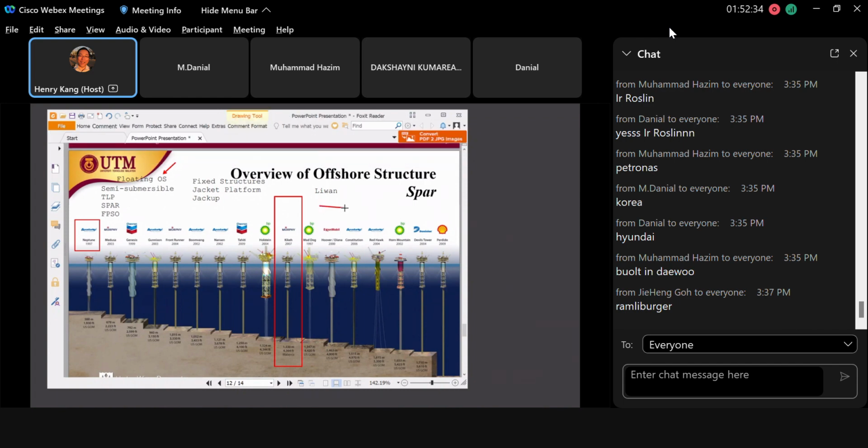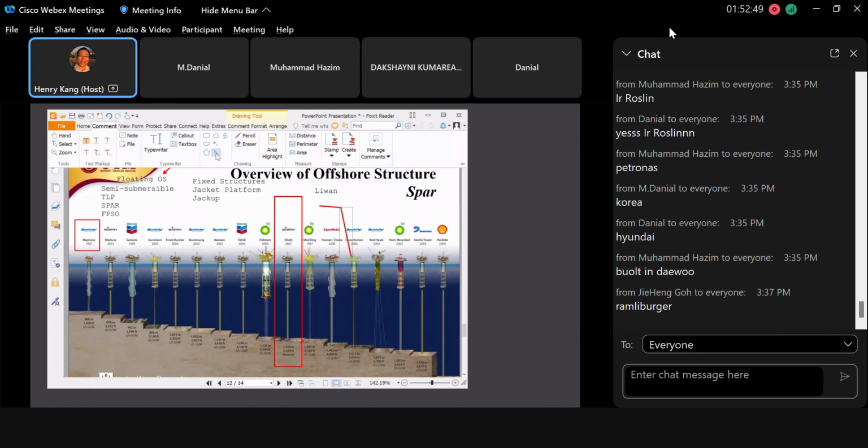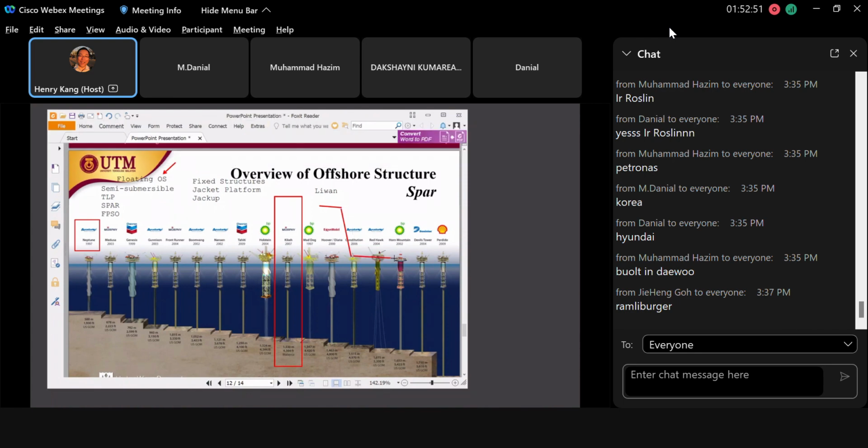In fact, they are. Okay, let me sketch slightly. The seabed shape is something like this. I try to sketch something like that. The seabed is something like this, and definitely here something. The seabed cross section looks something like this, you know, especially in the South China Sea.